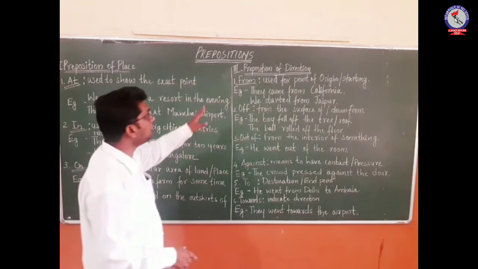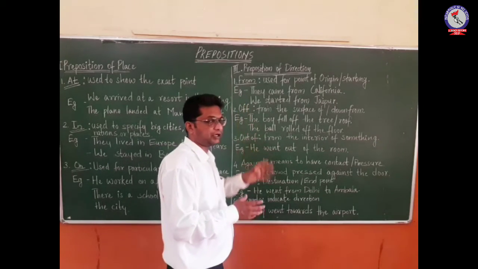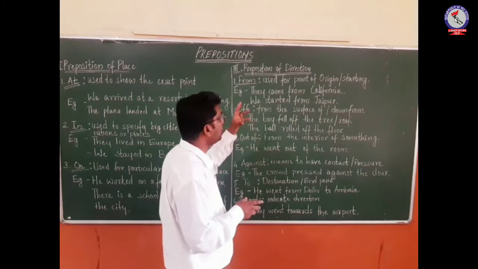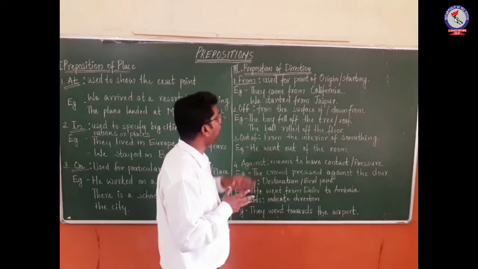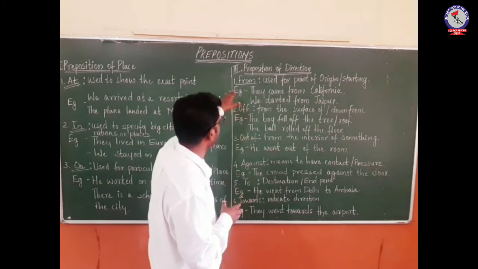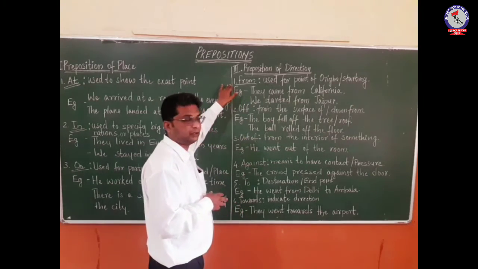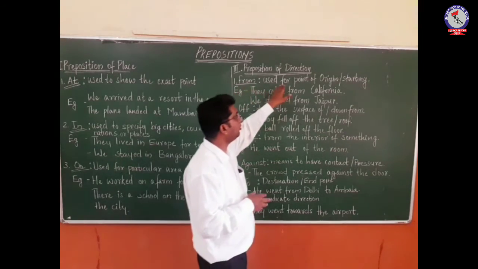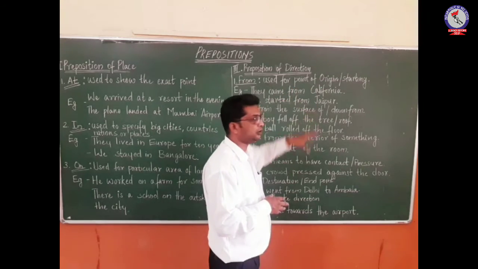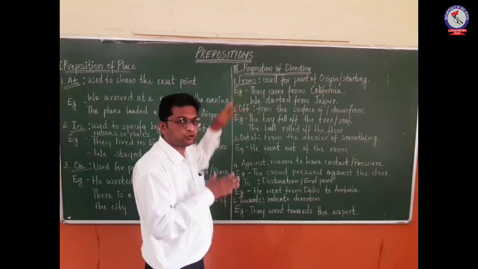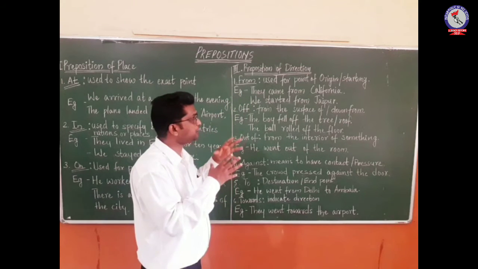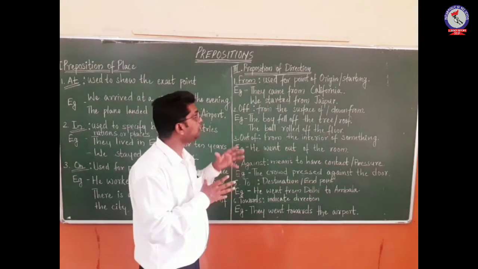Now let us see the preposition of direction. Now this will show the direction. So it is said the preposition of direction. First we have from. It will be used for point of origin or starting. We will use from to show the exact point of starting or origin.